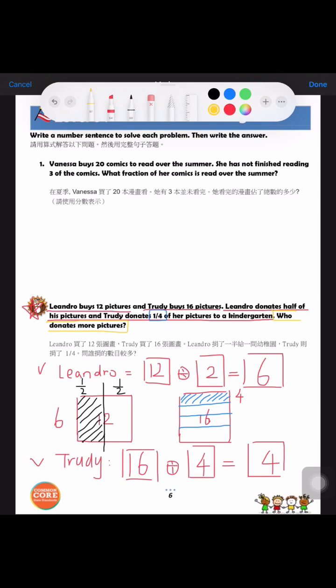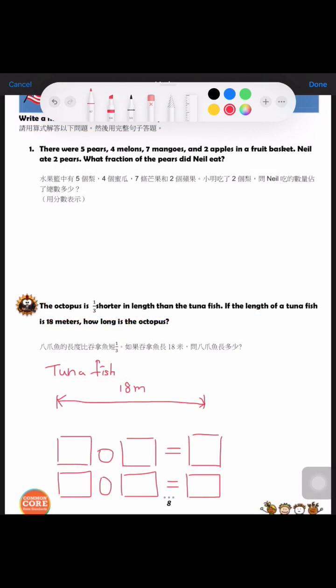So who donates more pictures? Yes, it should be Leandro. He donates 6 pictures. Okay, now we move on to page 8 and take a look at our question.